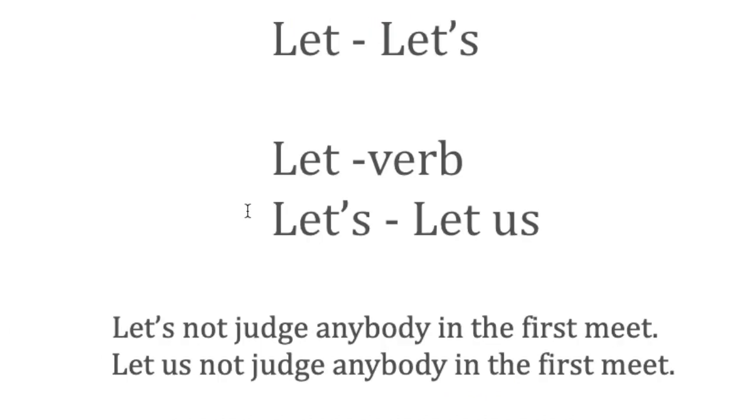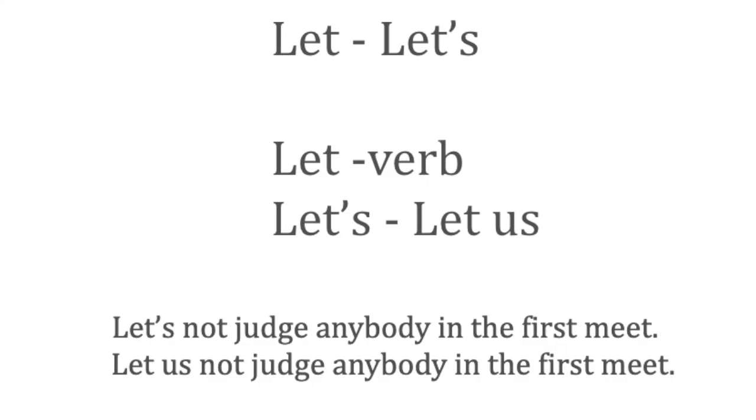What about this? Let or let's. So definitely the first let is a form of verb, the verb which we have discussed thus far. However, when you see let with an apostrophe s, it is the contracted form of let us. So we can form a sentence, let's not judge anybody in the first meet. Or we can expand it further, let us not judge anybody in the first meet. So this is how you understand the meaning of let's. It's very simple to understand.